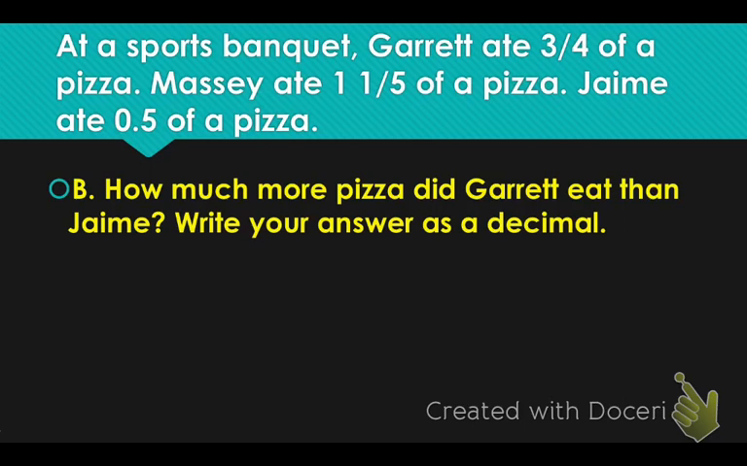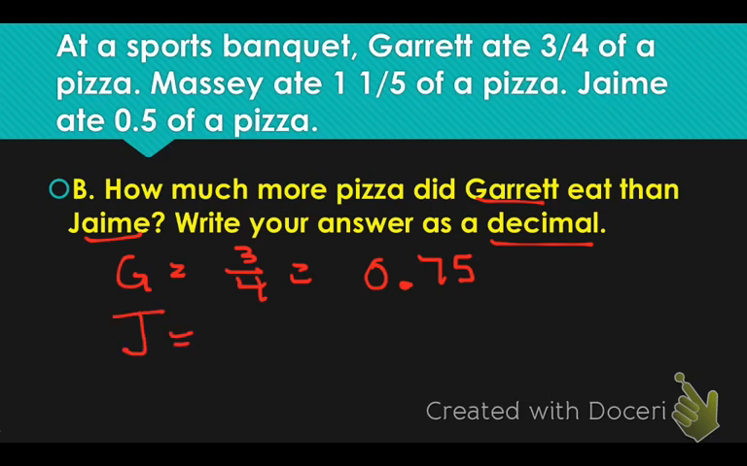Same question, only this one is how much more pizza did Garrett eat than Jaime? And I'm going to write my answer as a decimal. So Garrett ate 3/4, which is not a decimal, so I need to change that. This is one of your common ones that you should know. 3/4 is like 3 quarters. So what does it look like? 75 cents. Okay, and Jaime, his is also already a decimal. That's 0.5. So, how much more pizza did Garrett eat?